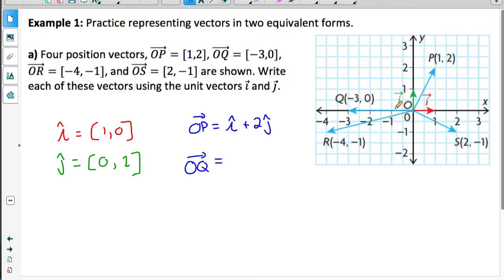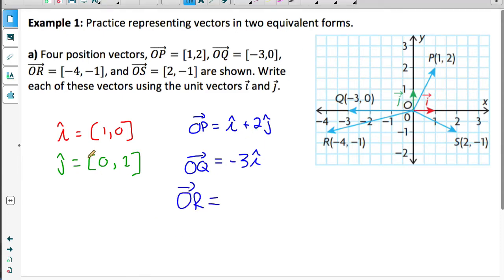Now let's try vector OQ. Since it's given to us as a position vector, we know that means tail is at the origin and tip is at the point (-3, 0). So I can express it as a sum or difference of unit vectors i and j just by doing the x coordinate multiplied by unit vector i, so -3 times unit vector i, plus the y coordinate times unit vector j. But there is no vertical component to this vector. So when I add 0 unit vector j, that doesn't affect it, so I can just write this as -3 unit vector i. Right? This vector is just equal to -3 times that vector.